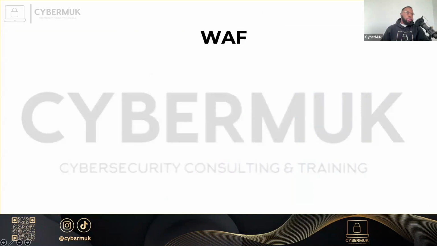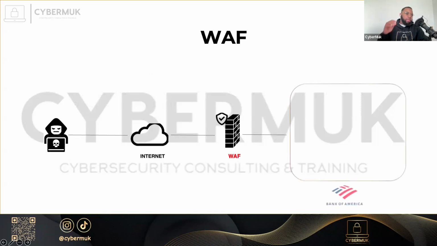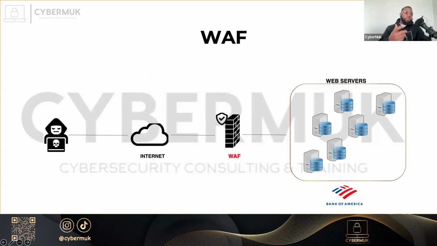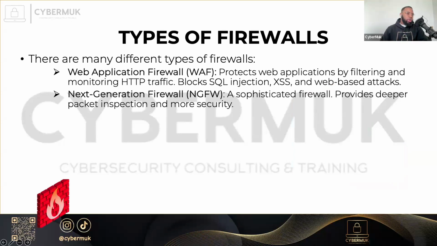This is an example of how a WAF, a web application firewall, would work. You have the cyber criminal here connected to the internet and connecting to Bank of America. Bank of America is protected by a WAF. When he tries to send his communication, he is blocked. He tries multiple times, but he's not able to get access because the web application firewall is specialized to protect against cyber criminals and attacks on web browsers.